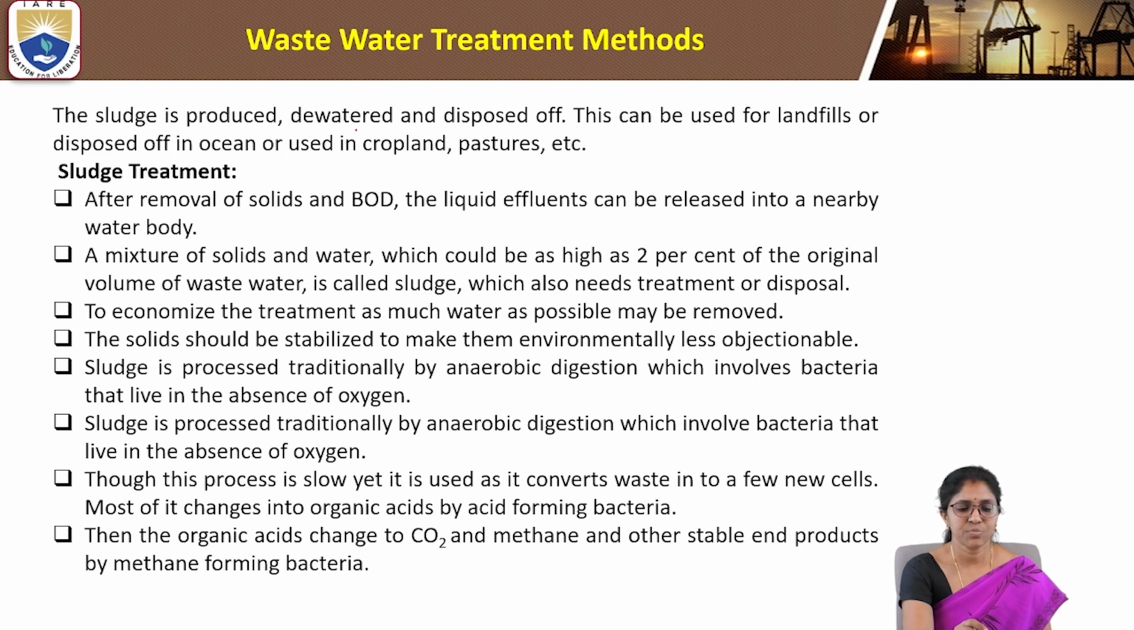So the sludge is produced, dewatered and disposed of. This can be used for landfills, or disposed of in the ocean, or used in cropland and pastures. This sludge, which is produced from the wastewater treatment, is produced, dewatered and disposed of.